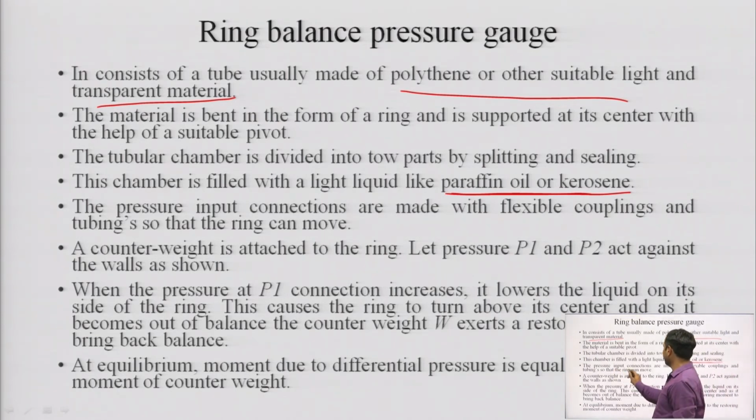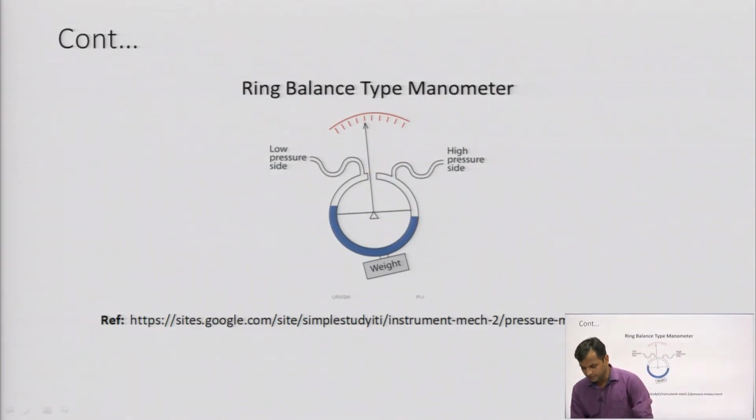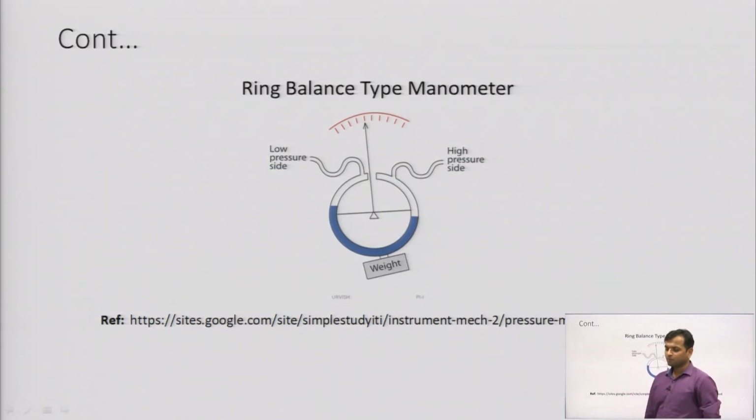Also, the pressure input connections are made with flexible couplings and tubing, so the ring can move. A counterweight is attached to the ring. Let pressures P1 and P2 act against the walls as shown. We can see here the simple ring balance type manometer, or ring balance type arrangement.